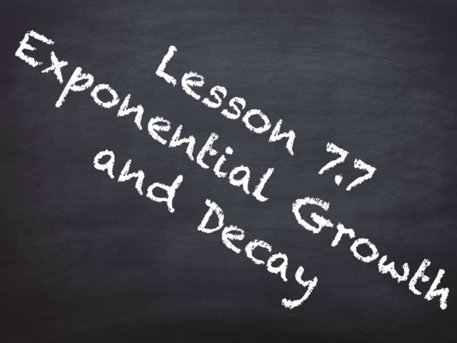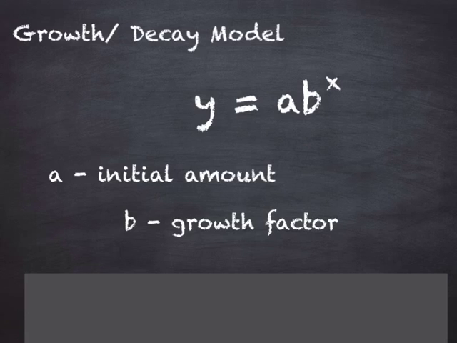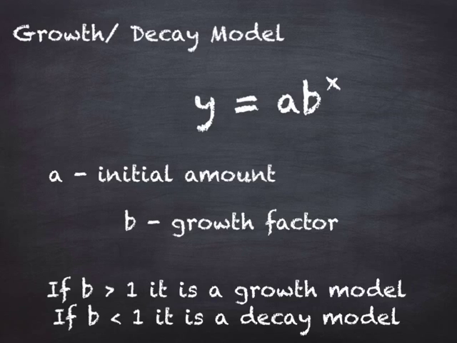Now that's it for lesson 7.6, so let's move on to 7.7, exponential growth and decay. We're going to be using the same equation as we did in lesson 7.6. We're looking at y equals a times b raised to the x power. Remember, just that b is raised to the x power. When we're looking at it in terms of growth and decay, a is what we will plug in for the initial amount, and b is where we plug in our growth or decay factor.